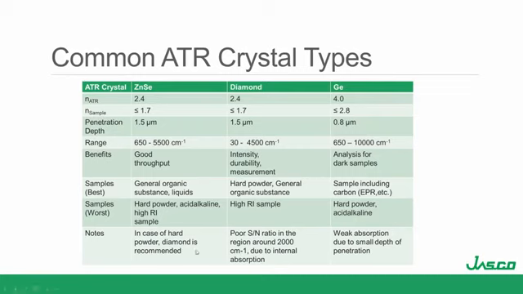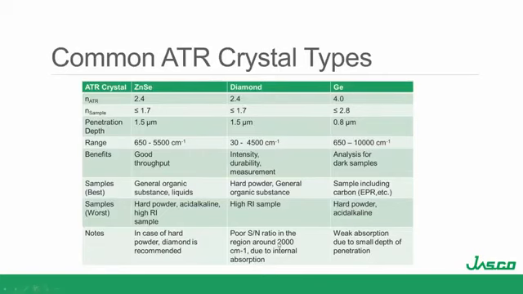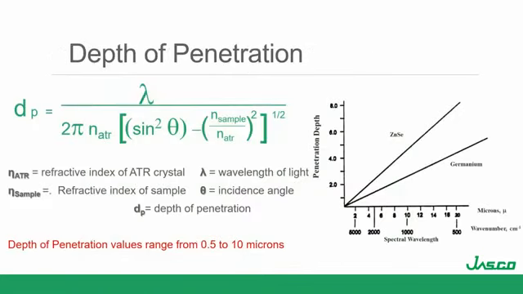The only downside of diamond is that at 2000 wavenumbers it does have some absorption, so you have a lower signal-to-noise in this region. Germanium's downside is that the small depth of penetration means that you get weak absorption. So I was talking about penetration depth.